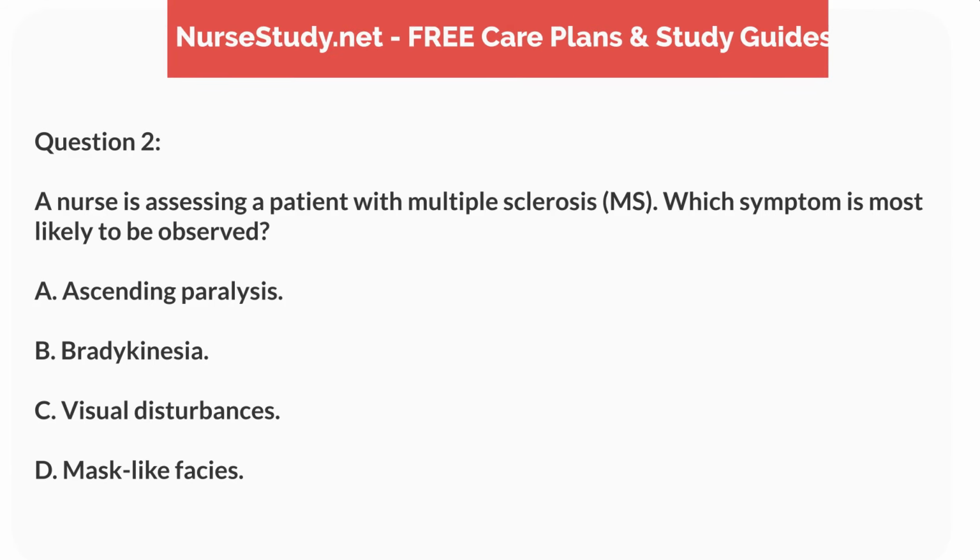Question 2. A nurse is assessing a patient with multiple sclerosis, MS. Which symptom is most likely to be observed? A. Ascending paralysis. B. Bradykinesia. C. Visual disturbances. D. Mask-like facies.